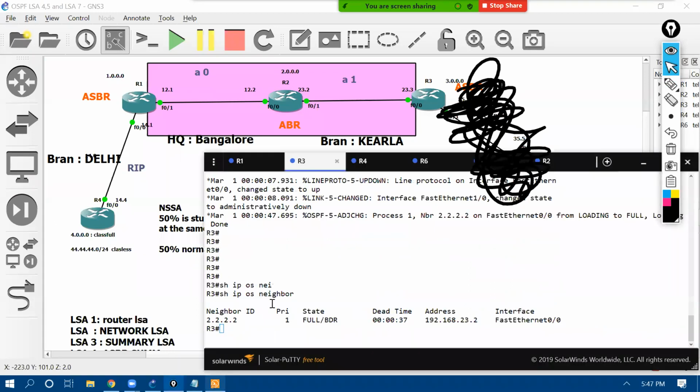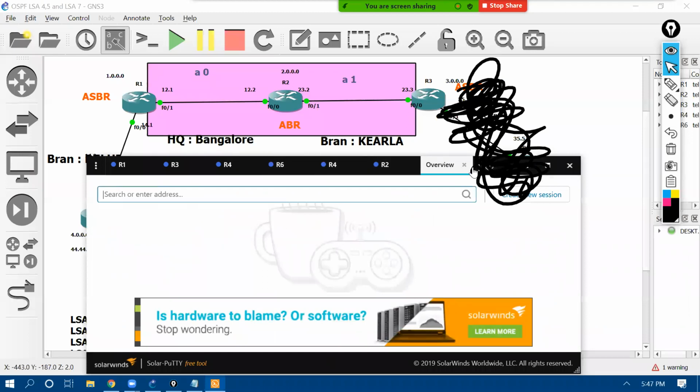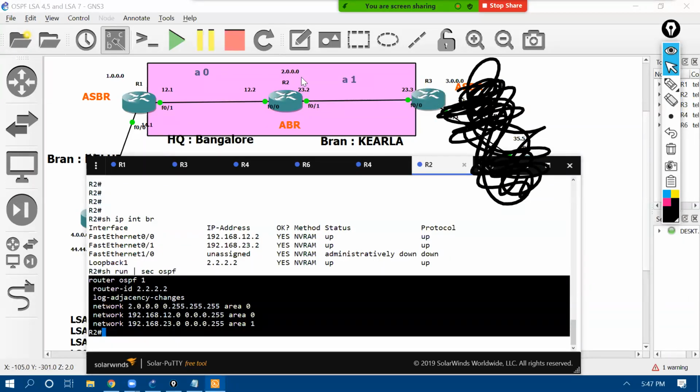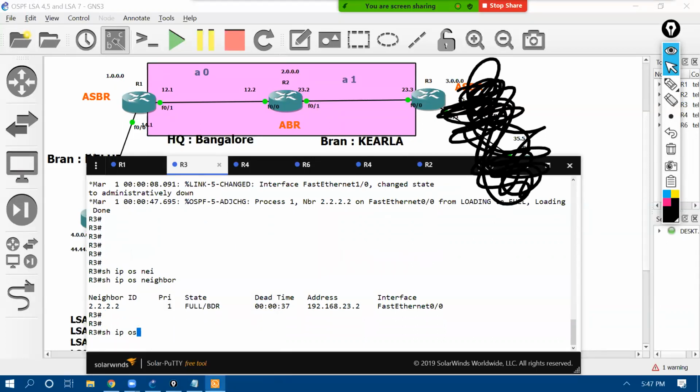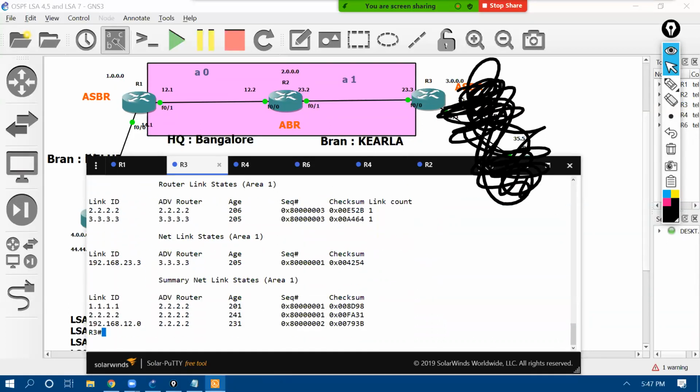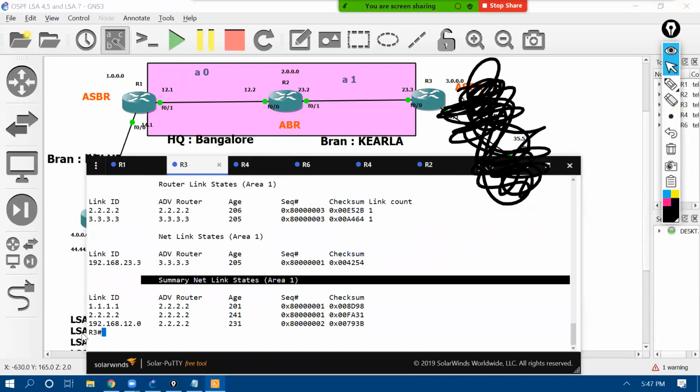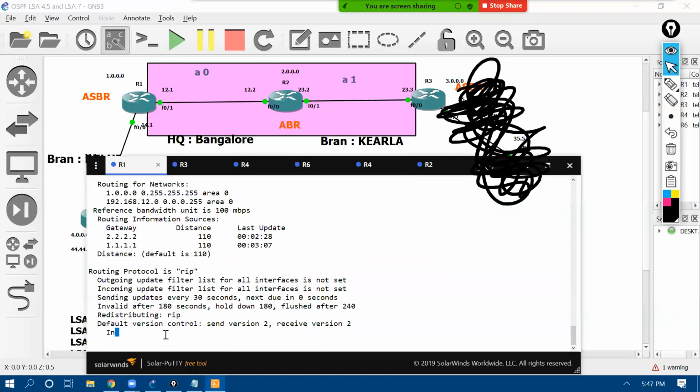Okay, so right now what happened? R3 is able to form the neighborship with R2. So what happened if you check R3 right now? Show IP OSPF database. I only have LSA 1, 2, and 3 information. I don't have LSA 5 and LSA 4, of course, because no ASBR is there, right? So let's go to R1 and perform the redistribution.